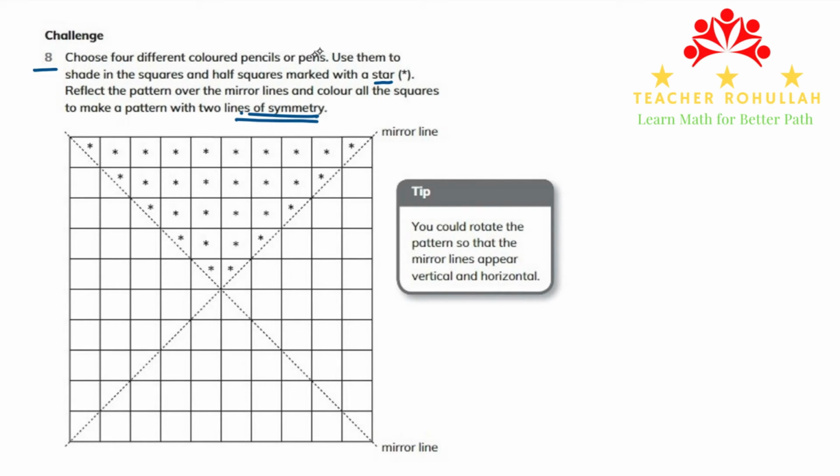So I will use 4 colors. I will use yellow, dark blue, green, and red. So let's start with the yellow. Okay, I will shade these parts with yellow. This one here, and this one also. I will shade in a way that it gives me only 2 lines of symmetry. Only 2 lines of symmetry. Okay, let me make it a bit more proper.